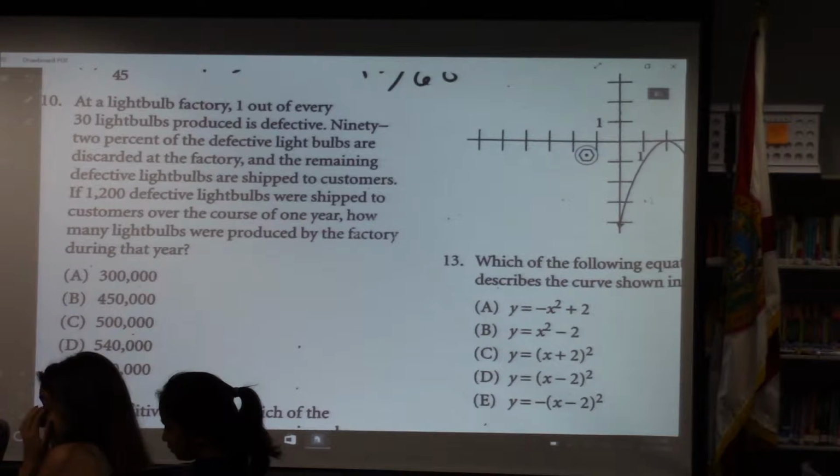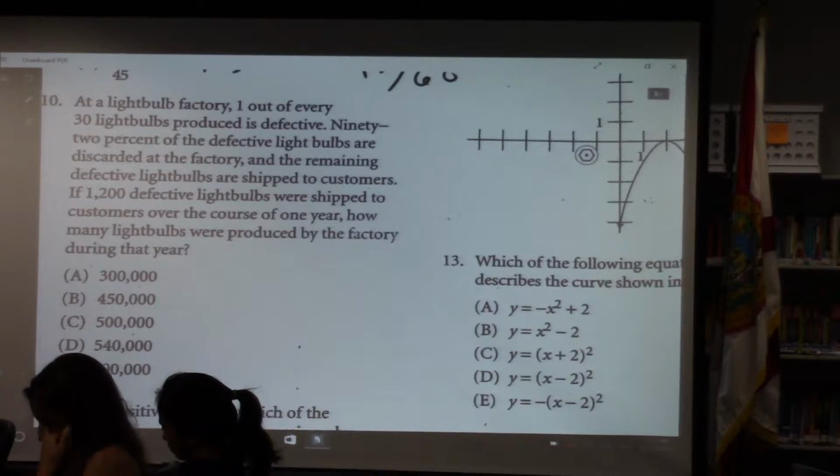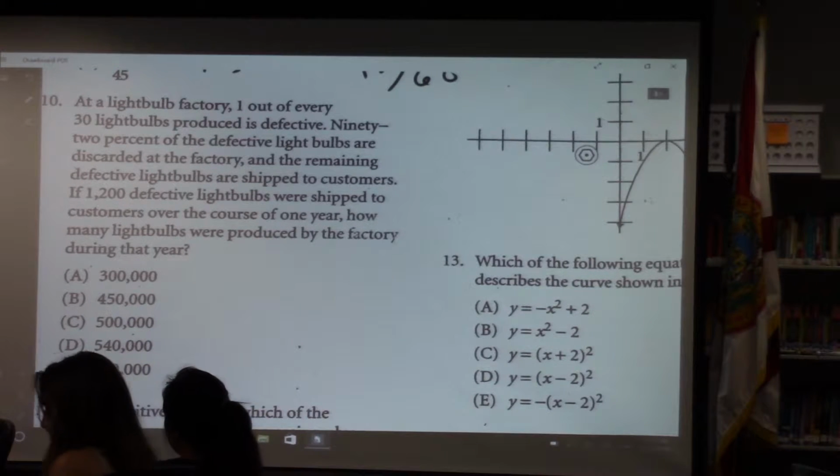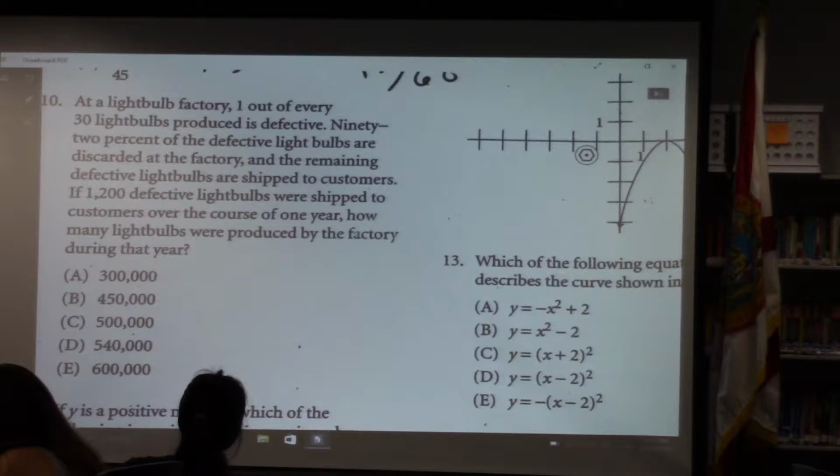All right. So, talk to me, guys. What do you think our strategy for this is going to be? Working out mathematically, yeah, the answer choices, right? Because here's the good news. How many were produced that year? Well, it's got to be 300,000, 450,000, 500,000, 540,000, or 600,000, right? Otherwise, it would be a terrible problem because there would be no answer. So, we can use those.